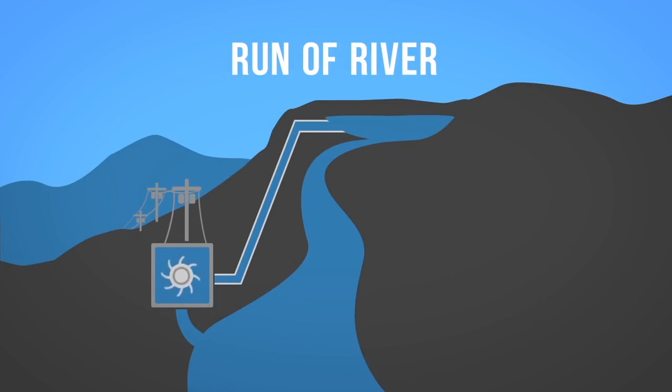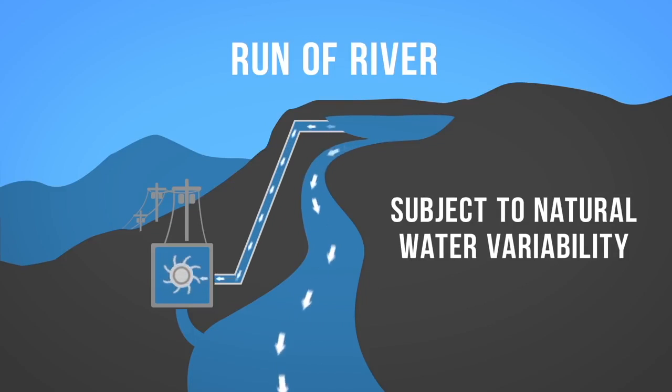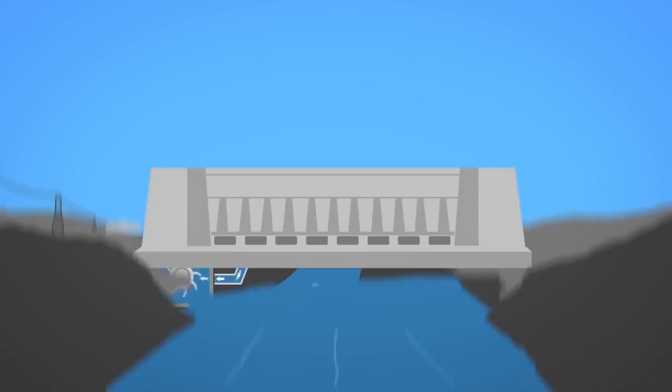The second form of hydroelectricity production is run-of-river hydro. Run-of-river still uses turbines and generators, but relies on natural water flow rates of rivers, diverting just a portion of the water through turbines. Because run-of-river hydro is subject to natural water variability, it is more intermittent than dammed hydro.